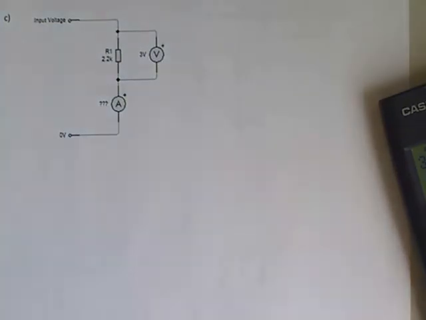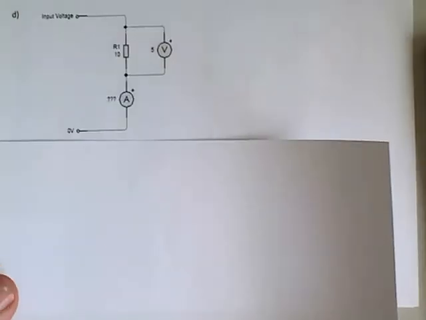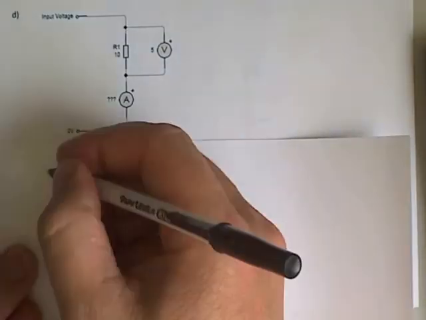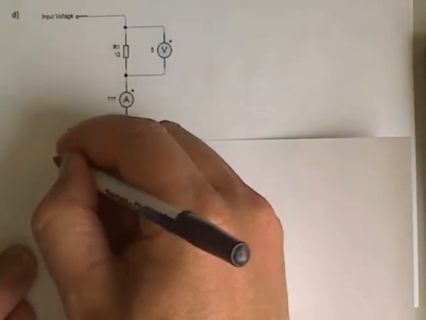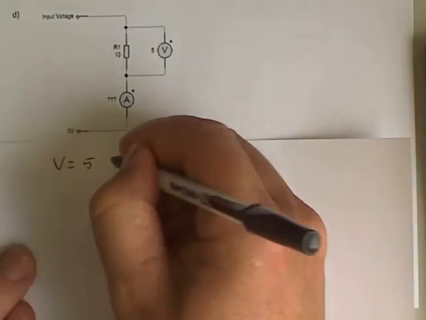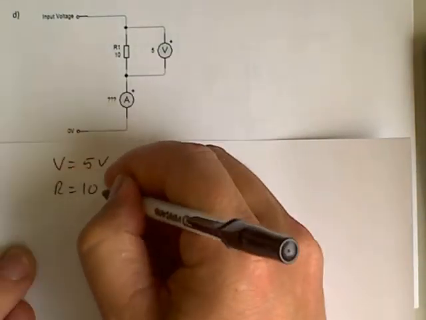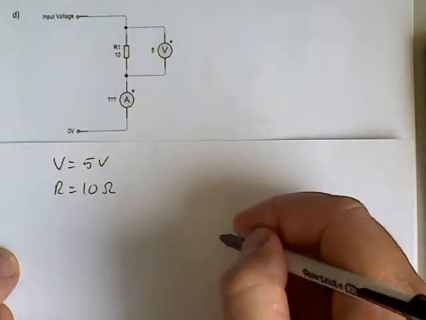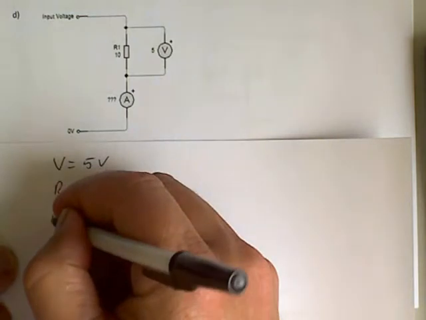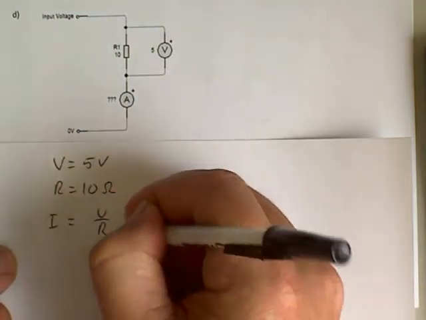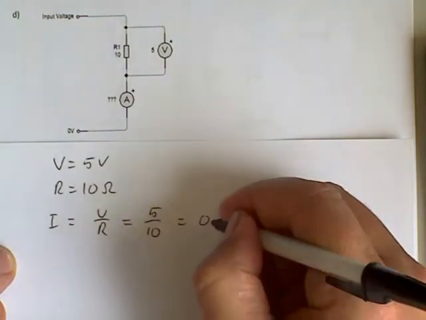Another example. I have an input voltage of 5 volts, so V equals 5 volts. R equals 10 ohms. Very low resistance. We need to calculate the current flowing through. So I equals V over R equals 5 over 10 equals 0.5 amps.